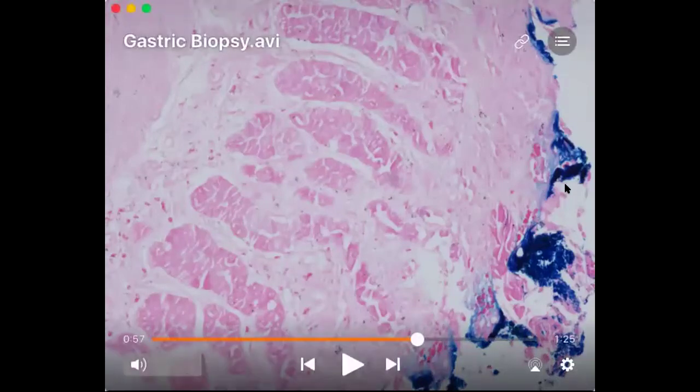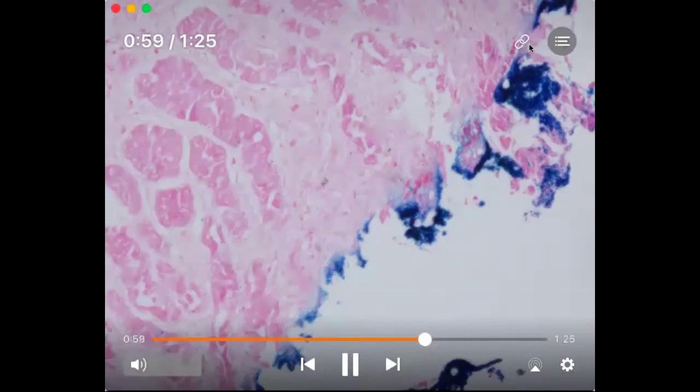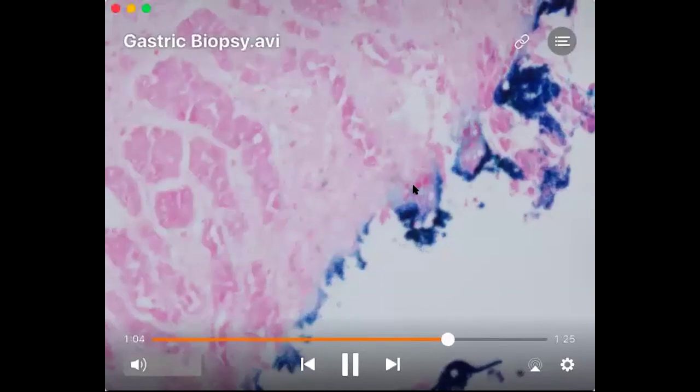But in cases of oral iron pill intake, generally the deposits are seen on the surface, accompanied by areas of erosion and accompanied by an inflammatory infiltrate. So that was a case of iron pill gastritis.